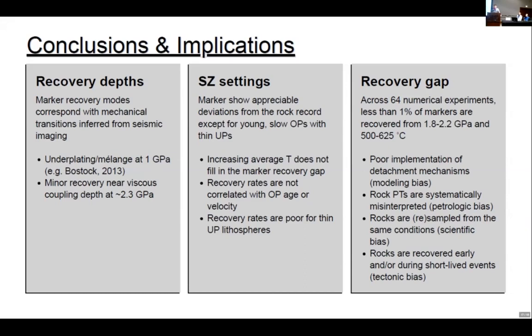Yeah, thank you. I should have put that term in my glossary. Recovery refers to the detachment of rocks from the downgoing slab. So recovery doesn't include exhumation. In this study, we're not concerned about the retrograde path at all. We're only concerned about the prograde path and where rocks are detached. And those rocks would represent the rocks that at least have some chance of making it back to the surface. And so those are the samples that are most comparable to the rocks that we do see on the surface. Hope that answered your question.